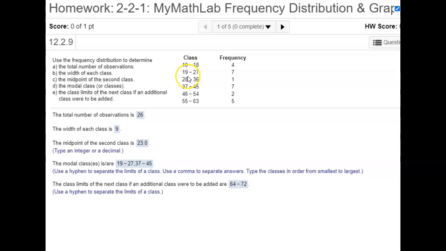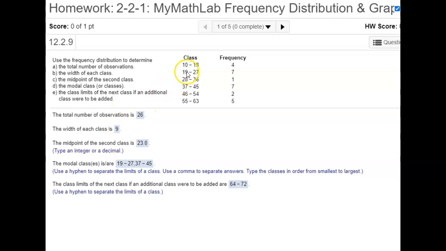Another way to get that is you can subtract the lower limits from one another. So for each class, I would say 10 is the lower limit and 18 is the upper limit of the first class. 19 is the lower limit and 27 is the upper limit of the second class, and so on. So if you did the lower limit of the second class, 19 minus 10, you get 9, which is the width of the class.